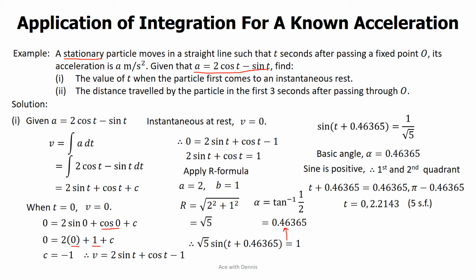We leave the answer in 5 significant figures. From here, we can say that the particle first comes to an instantaneous rest when t equals 2.21 seconds, where we leave the answer in 3 significant figures. We don't take t equals 0 as this is the initial time when the particle starts moving.